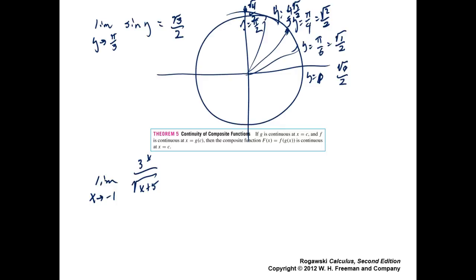Plug it in, plug it in. As long as it's not -5 or anything less than -5, that would make your inside here negative. You can't do that. Well, -1 is not -5 or less than -5. It's greater than that. So this will be Rodney's here. Okay?